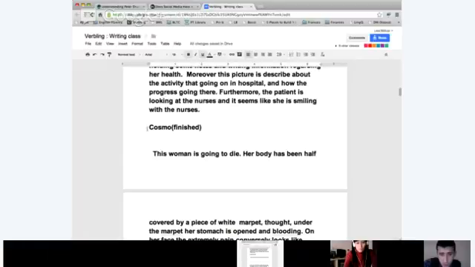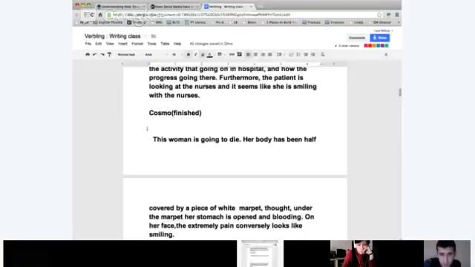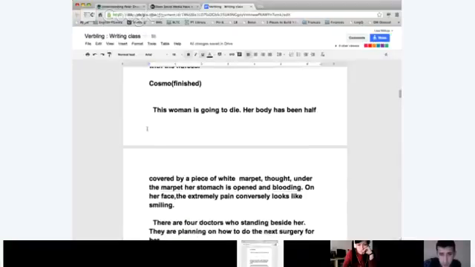She's going to die. This woman is going to die. Her body has been half covered by a piece of white marpet. Though under the marpet, her stomach is opened and bleeding. On her face, the extremely pain conversely looks like smiling.